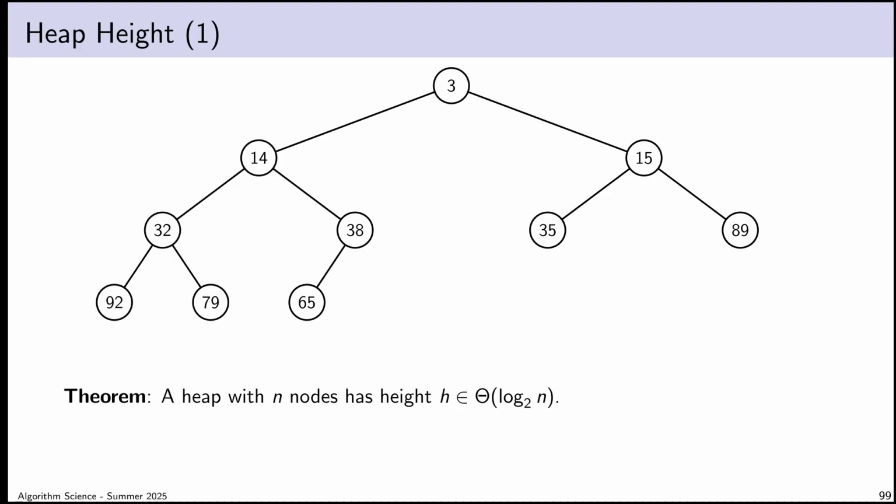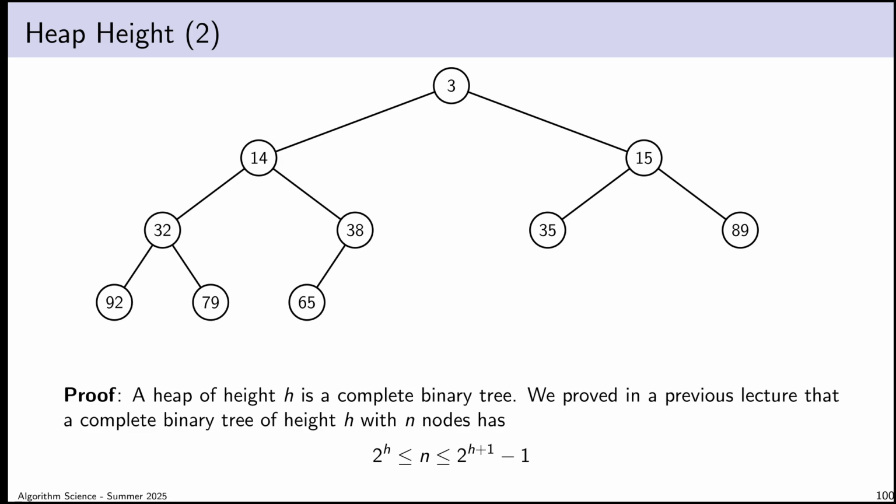So actually, I want to prove 2 theorems. This theorem is the ultimate result I want, which is that h is big theta of log n, so that our bubble up and bubble down operations are indeed big theta of log n. To do it, I'm actually going to prove 2 theorems, one of which seems like the opposite of what I need. So anyway, a heap of height h is a complete binary tree, and we already know from a previous lecture that a complete binary tree of height h with n nodes has this situation going on.